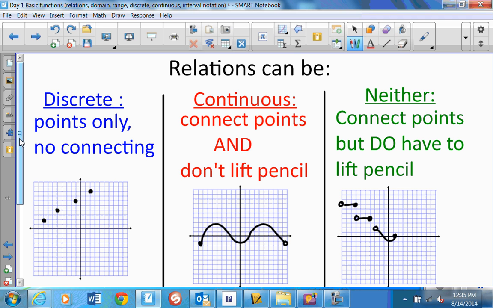All right, now let's talk about this idea that relations can be either discrete, or they can be continuous, or they can be neither. A discrete relation is when, for example, right here, these 4 points are the only points in that set. If I were to list the points in that set, help me out up there.